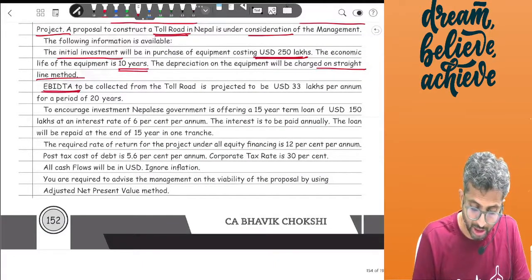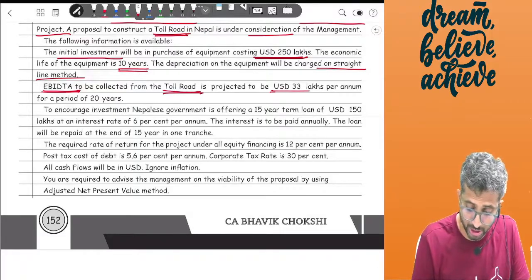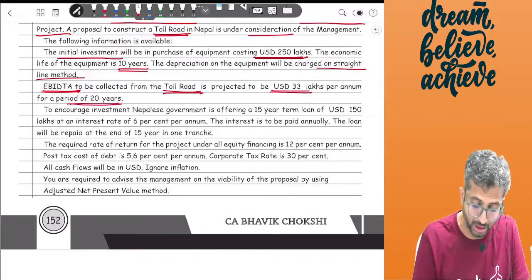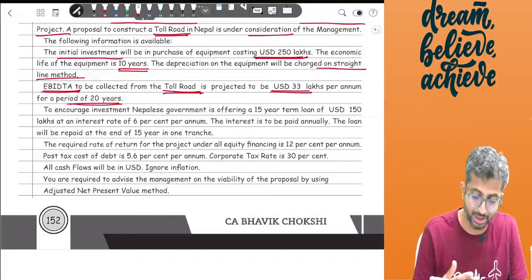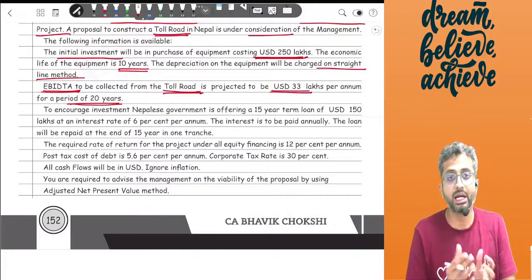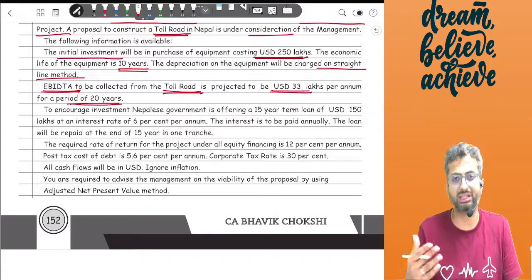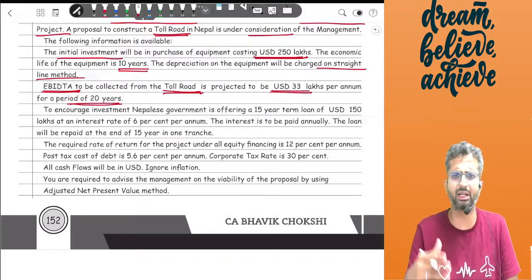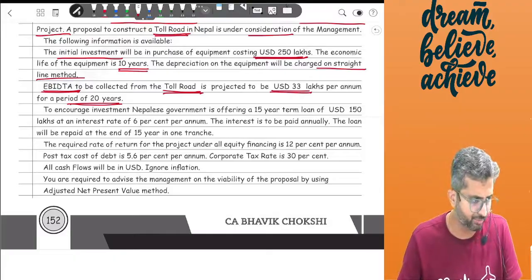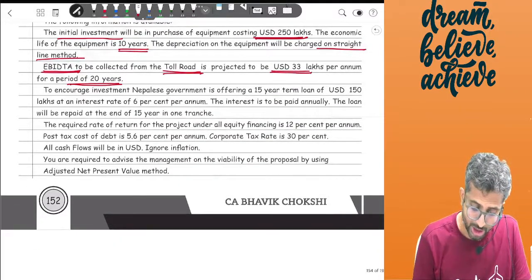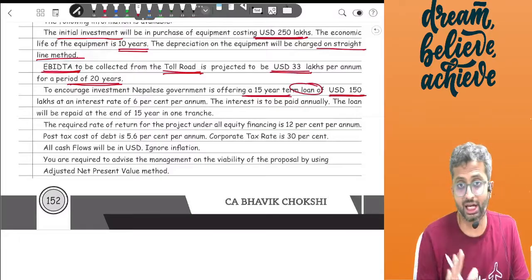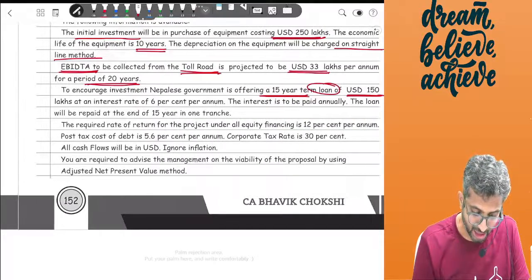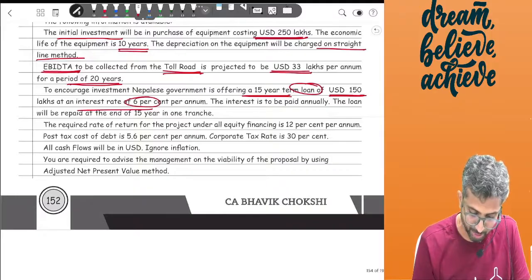EBITDA to be collected from the toll road is projected to be 33 lakh per annum for a period of 20 years. Okay, EBITDA will be 33, so this is before depreciation, for 20 years. Depreciation will be there in the first 10 years, that is 25, will subtract that. In the last 10 years, there will be no depreciation. To encourage investment, the Nepalese government is offering a 15-year term loan. Now, this is a financing cash flow of 150 at an interest rate of 6% per annum.